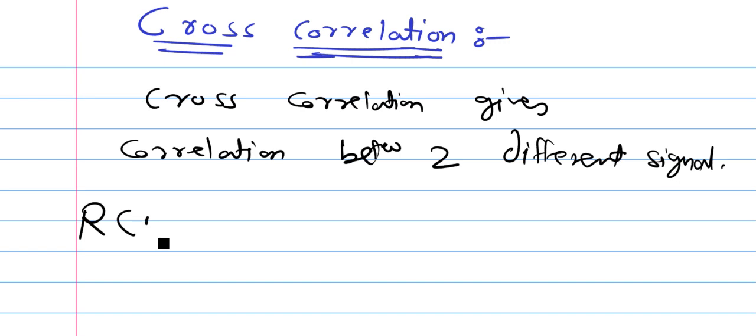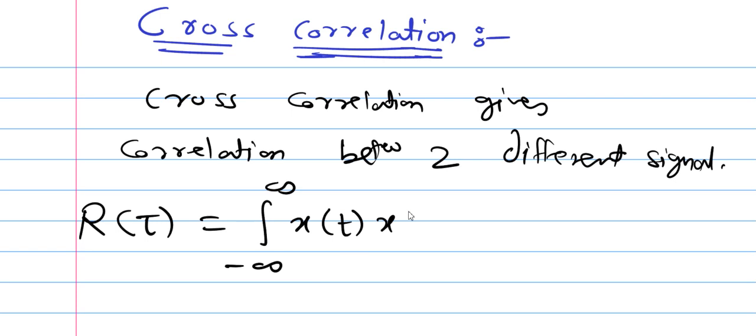first of all I will write the autocorrelation definition. R of tau equals integration from minus infinity to infinity x1(t) x(t minus tau) dt. Then I will tell you how to write the cross correlation definition. Just put suffix 1 2 here, then suffix 1 here, and suffix 2 here. It becomes the mathematical definition of cross correlation. It gives us the correlation between two different signals x1(t) and x2(t), and writing it is easy if you remember the definition of autocorrelation.